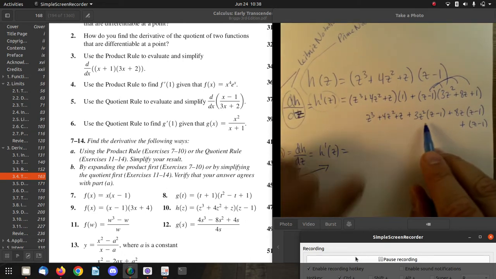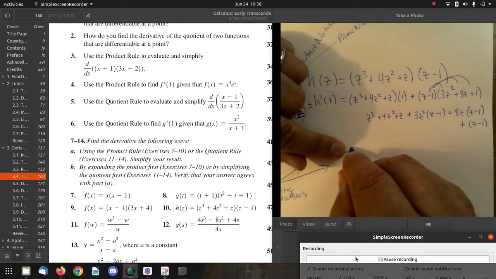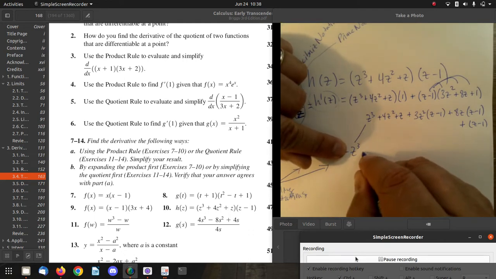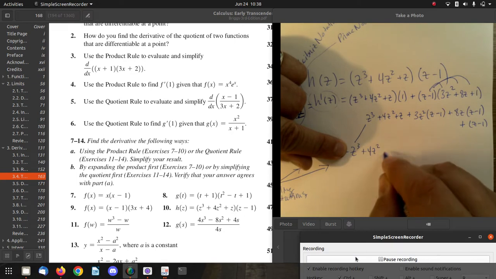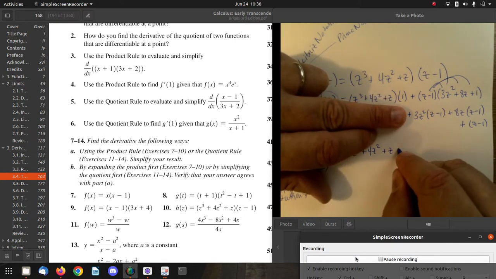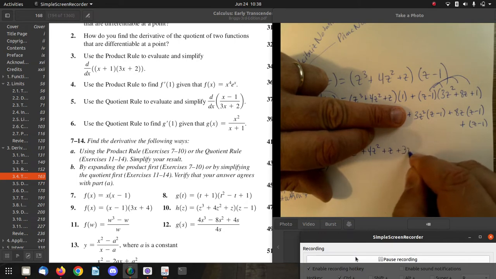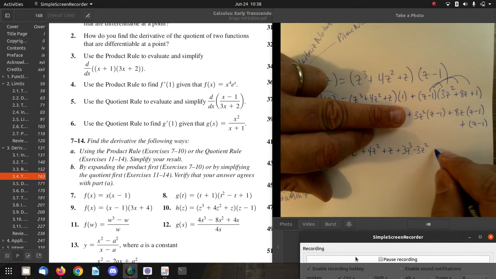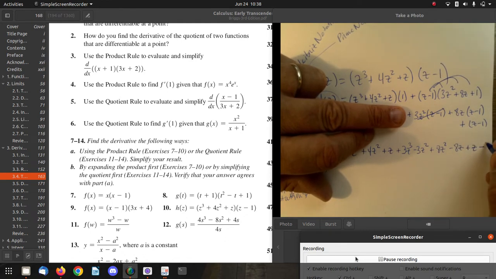All right, so now we're just going to drop everything down again. So z cubed plus 4z squared plus z, we'll go ahead and expand over here, plus 3z cubed minus 3z squared. That takes care of that one, plus 8z squared minus 8z plus z minus 1.